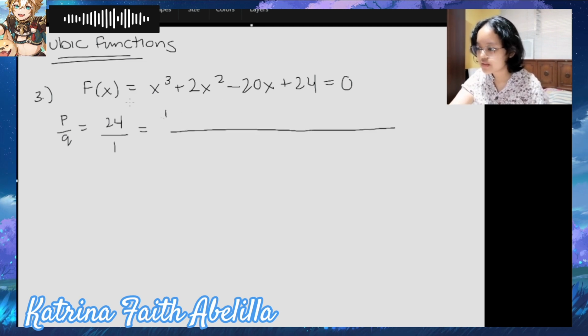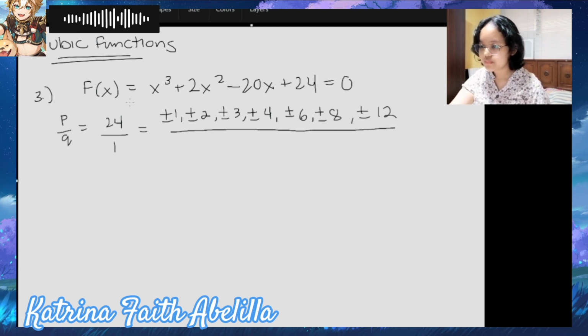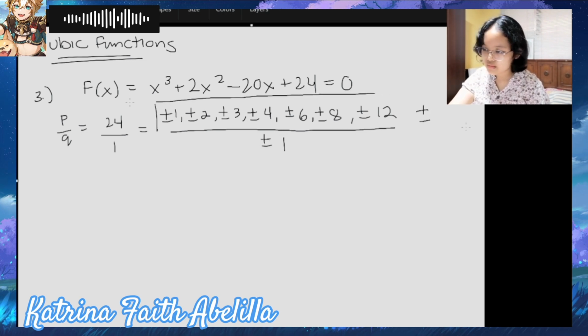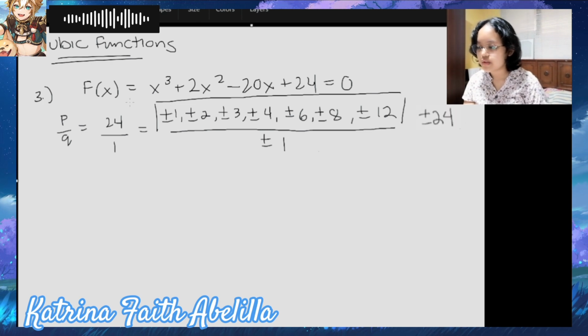Let's write its factors. Factors of 24 are positive negative 1, positive negative 2, positive negative 3, positive negative 4, positive negative 6, positive negative 8, and positive negative 12. And the factors of 1 are positive negative 1. Since this is just 1 times 1, denominator to numerator, these are our possible zeros. Now let's use synthetic division again. We write the equation: 1, 2, negative 20, and 24.